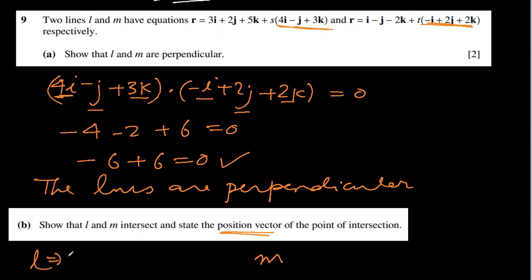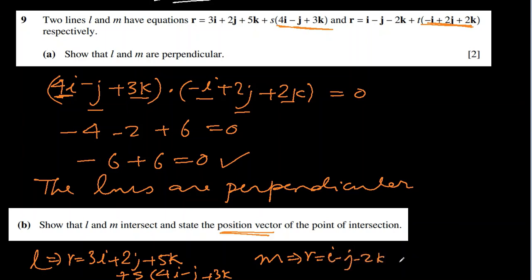This one is r equal to 3i plus 2j plus 5k plus s(4i minus j plus 3k). Okay, the line M is r equal to i minus j minus 2k plus t(minus i plus 2j plus 2k).